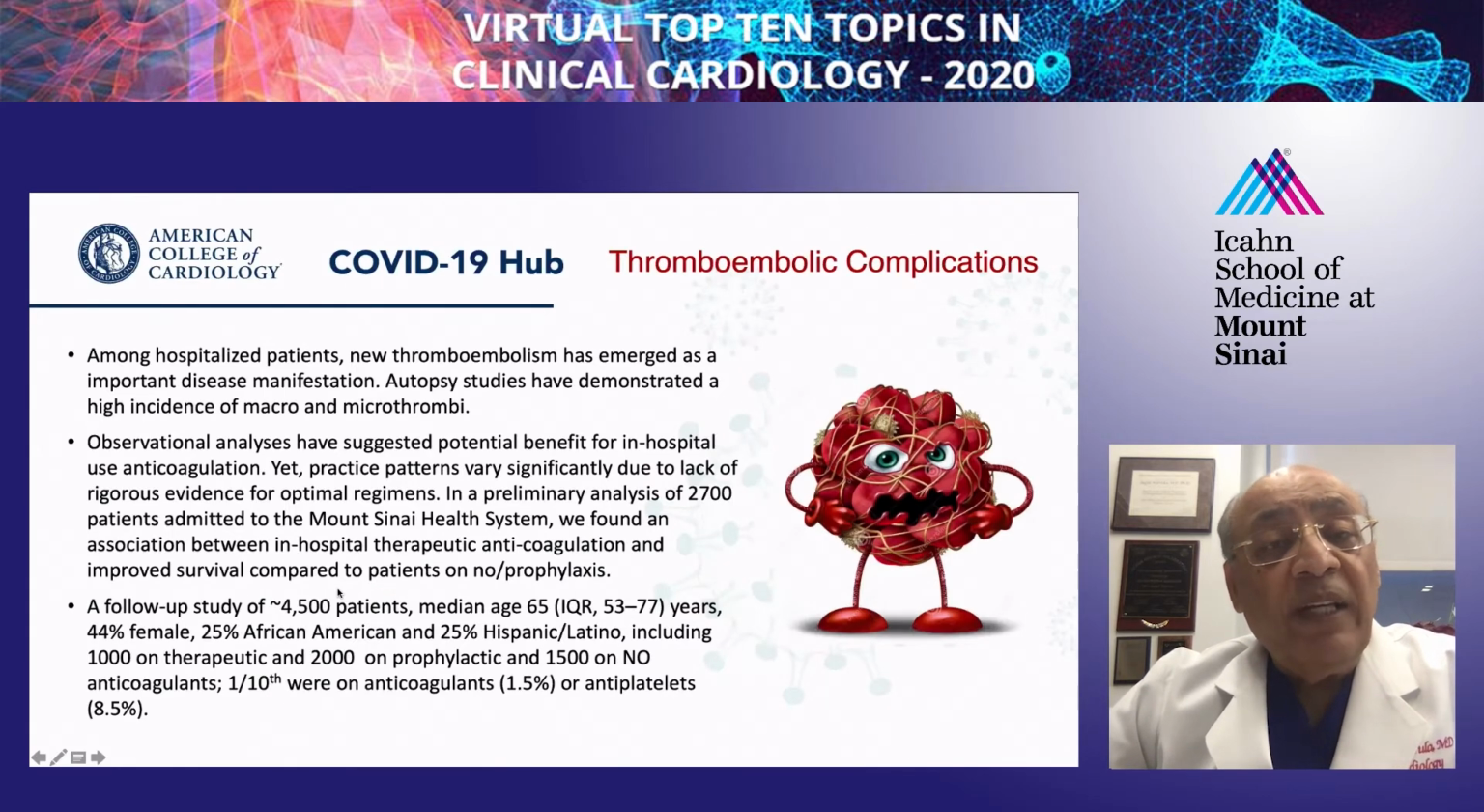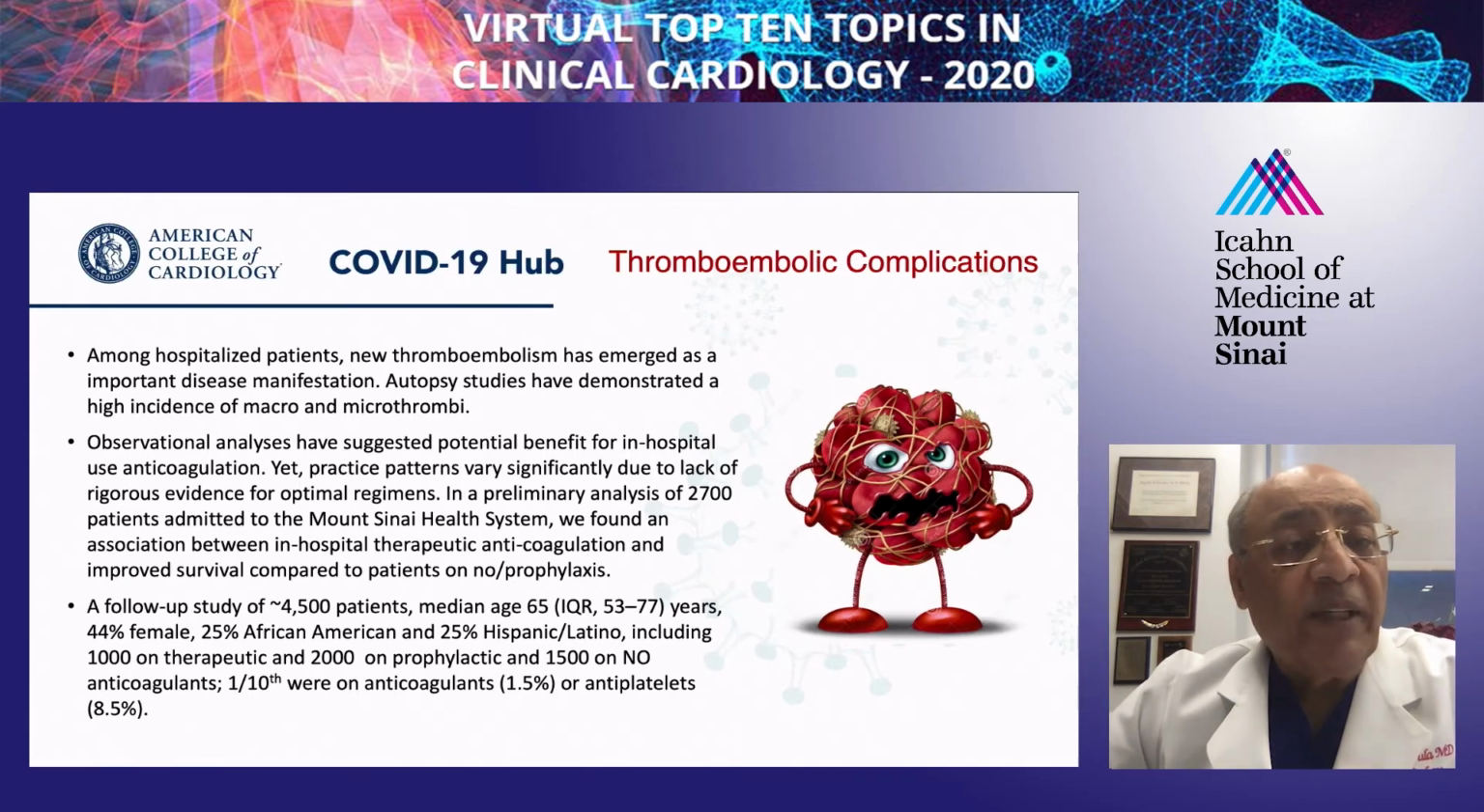So now coming to the clinical implications of all this, the first important thing is the thromboembolic complications. Among hospitalized patients, new thromboembolism has emerged as an important disease manifestation. The autopsy studies have demonstrated a high incidence of macro and micro thrombi, as I alluded to earlier. The observational analyses have suggested potential benefit for in-hospital use of anticoagulation, yet practice patterns vary significantly due to the lack of rigorous evidence for optimal regimens.